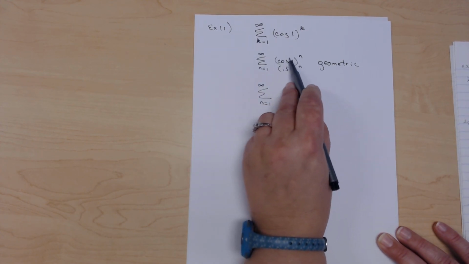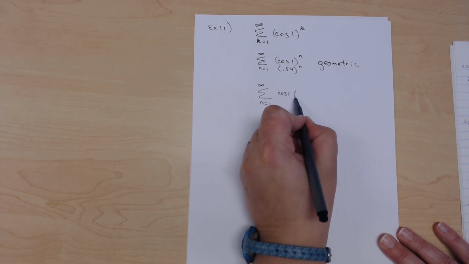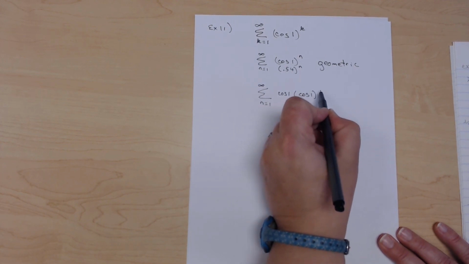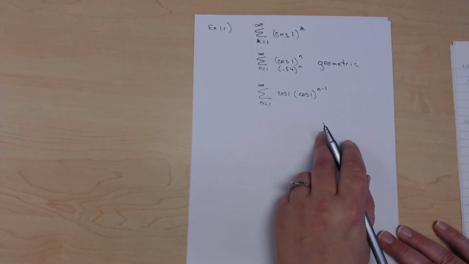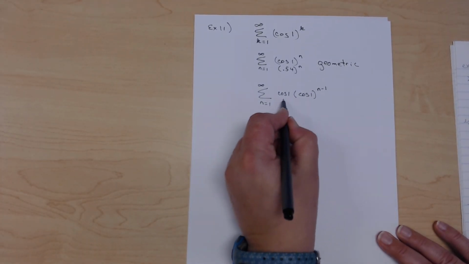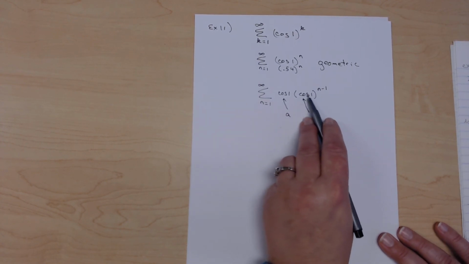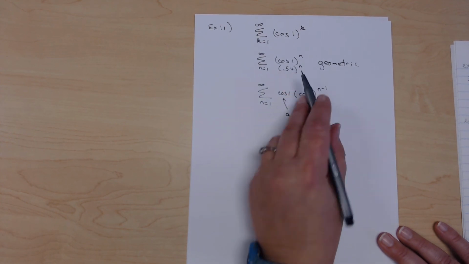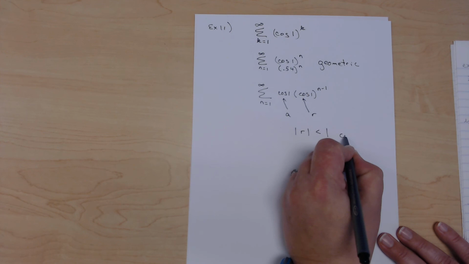We're going to pull this out. So we're going to write cosine of 1, or you can do 0.54 if you want. And then we have cosine of 1 to the n minus 1. Okay, but we're definitely geometric. This is my A, and this is my R. And this, though it looks crazy, this remembers 0.54, so my R is less than 1, so it converges.